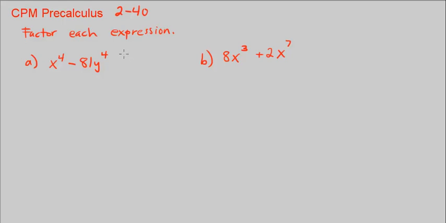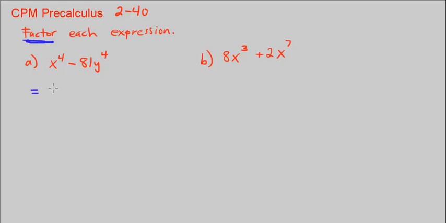This is CPM Precalculus, Chapter 2, Number 40. So we're asked to factor each expression. When we're factoring, we're basically looking for what are the multiples that are x to the fourth and 81y to the fourth, and what are those in common, right? Because we want to basically split this expression up into terms that multiply by each other, okay?